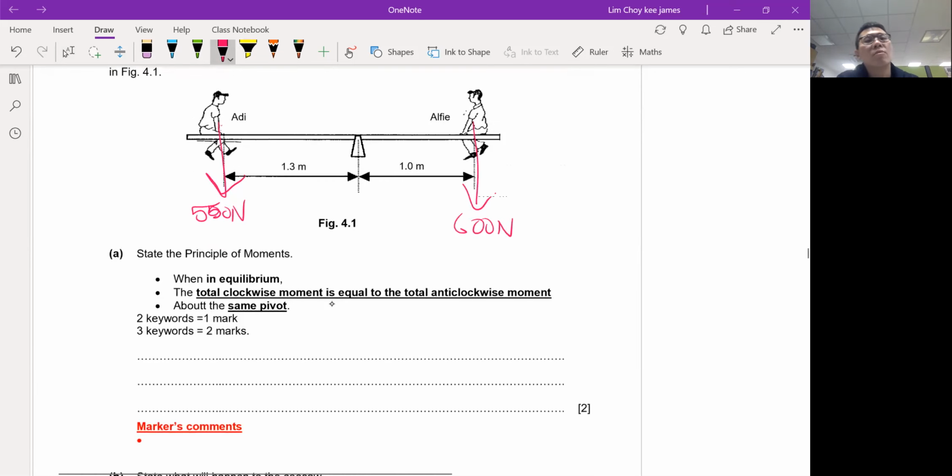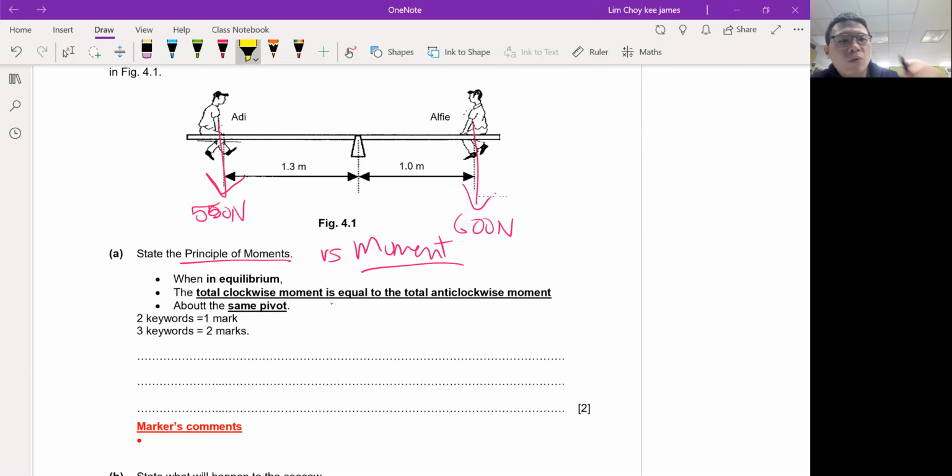If you look at principle of moments, a common thing is we always mix up the principle of moments definition with the definition of moments. They are different. Students, you need to know what definition the marker requires, and give the correct one. For principle of moments, there are three key things that you need to write. Most of the time, students always remember to write the second one: total clockwise moment equals total anti-clockwise moment.